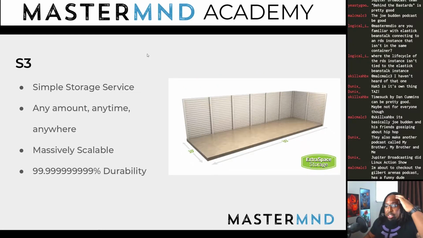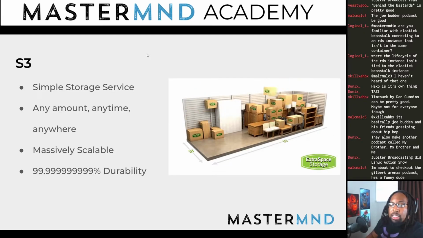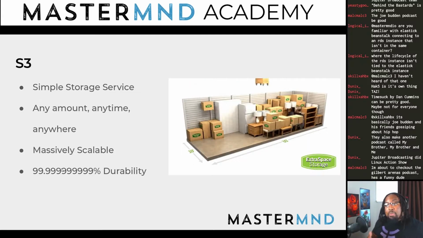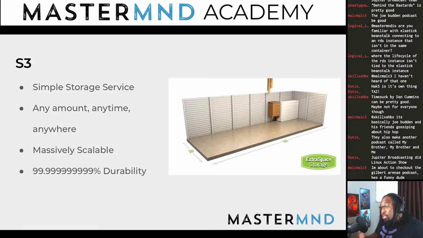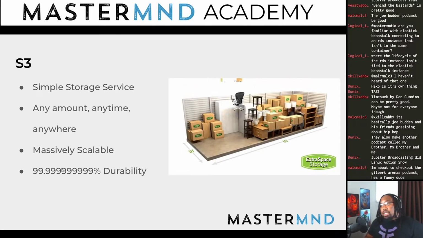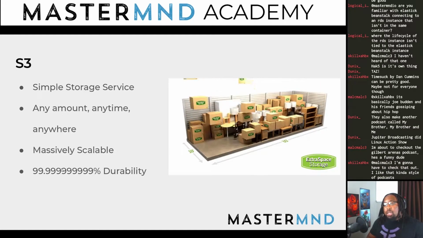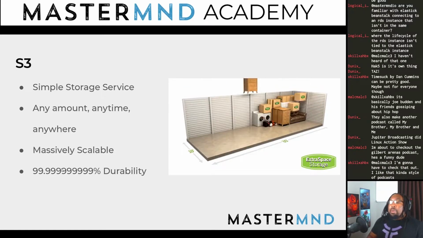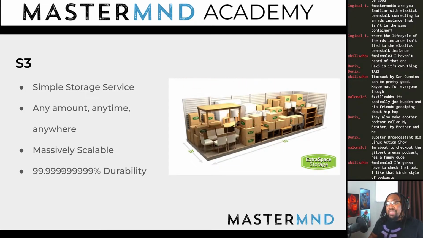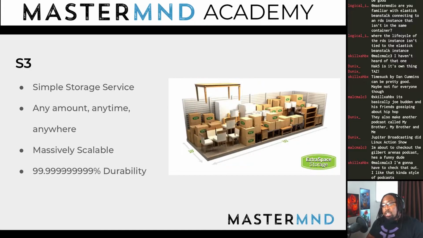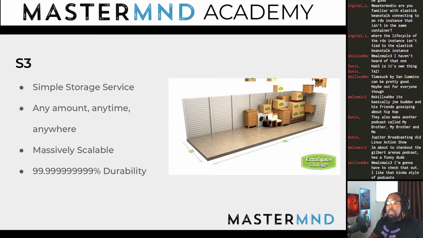You'll hear that a lot if you're studying Amazon. They say 11 nines. It's actually 11 nines, so 99.999999999% durability. This just means that your data is safe. They do a lot of replication here, but it is extremely unlikely that you will lose your data. It's very safe. Your data is very durable.